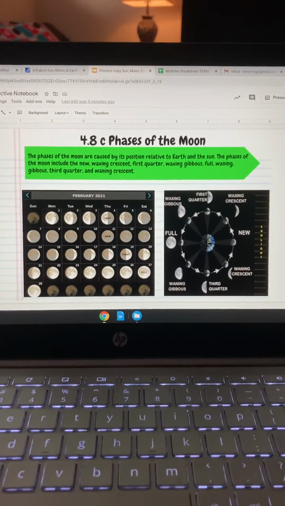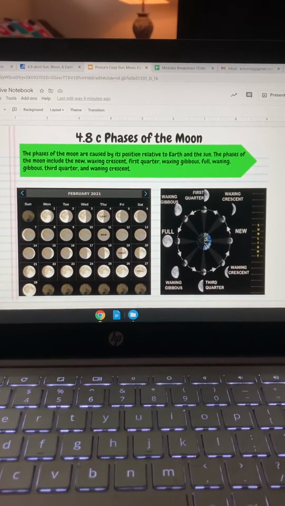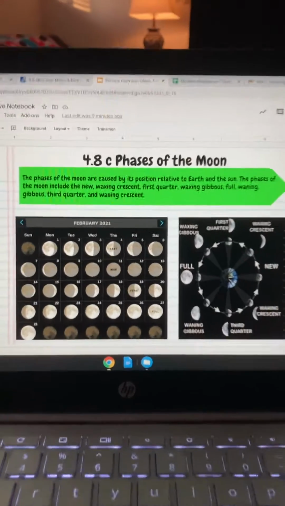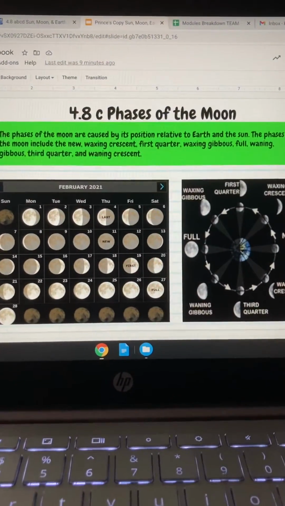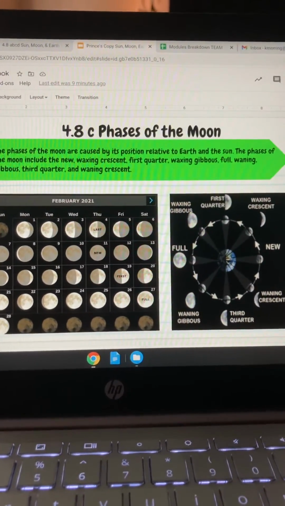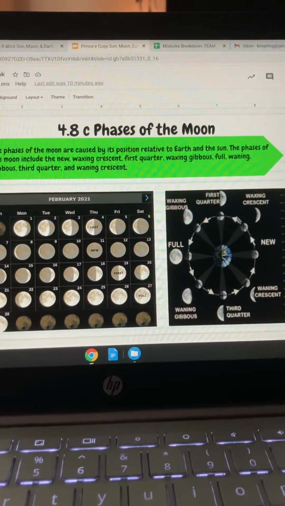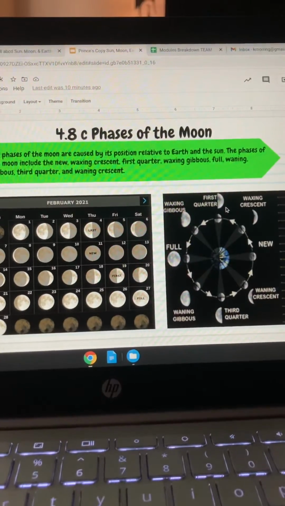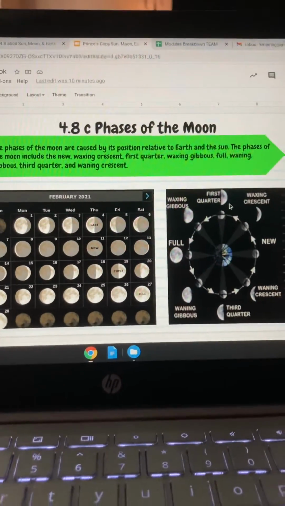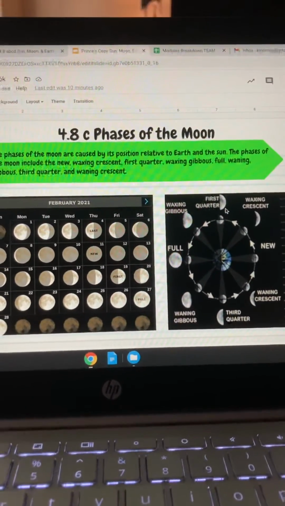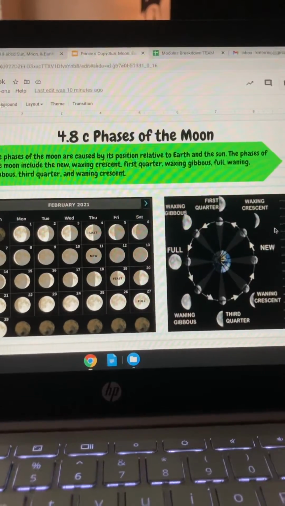All right, guys, now let's talk about the phases of the moon. So the phases of the moon are caused by the moon's position relative to the earth and the sun. So what the heck does that mean? It means where the moon is and where the sun is and where the earth is. All three of them together create the phase of the moon and what we see.